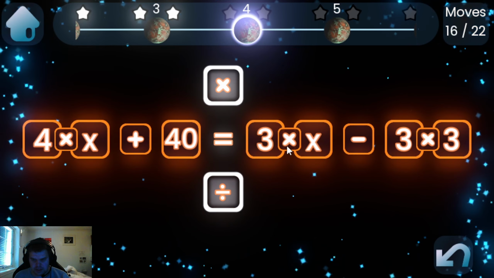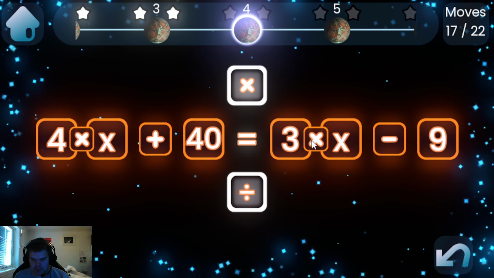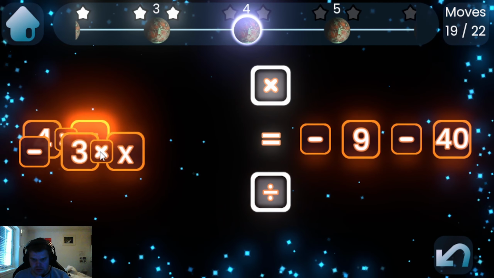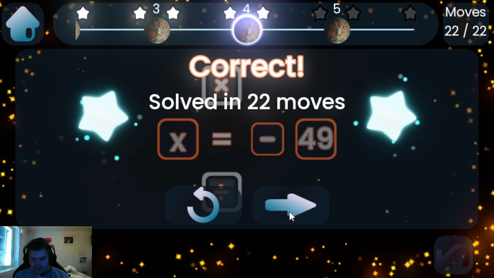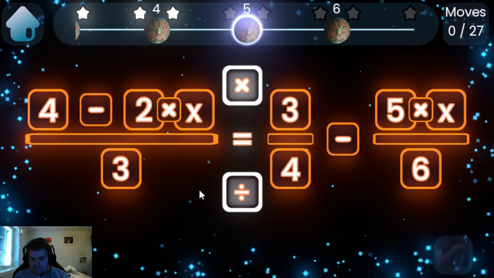All right. I'm just cleaning up here. Let's move 3 over, 40 over. Oh, it's just going to be x right there. X is minus 49. Look at that. All right, cool. Oh, crap.